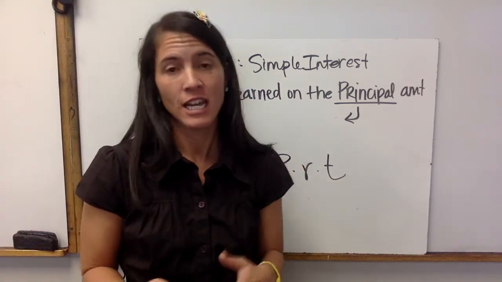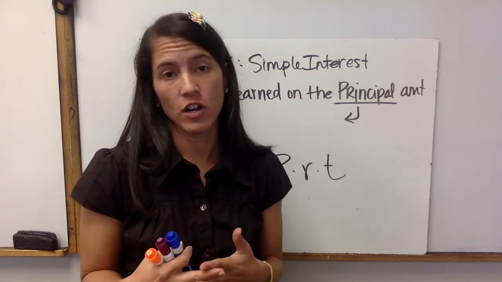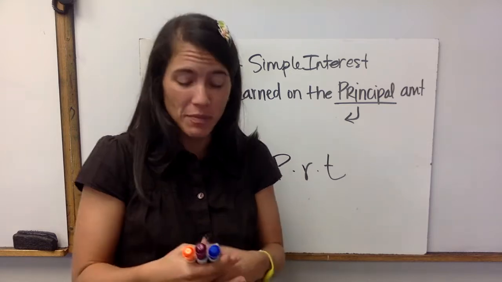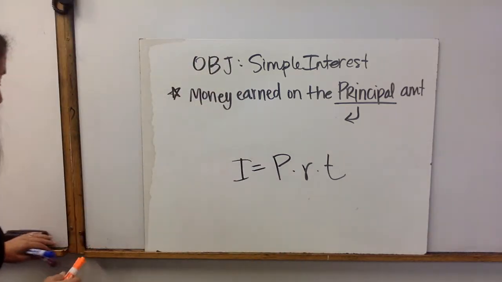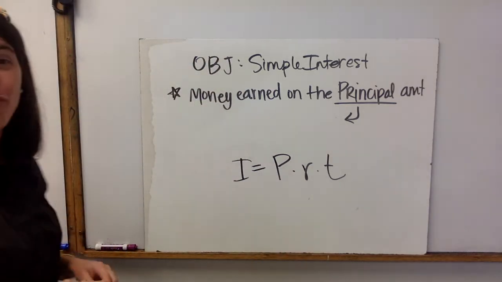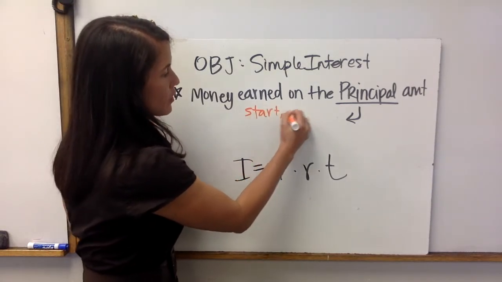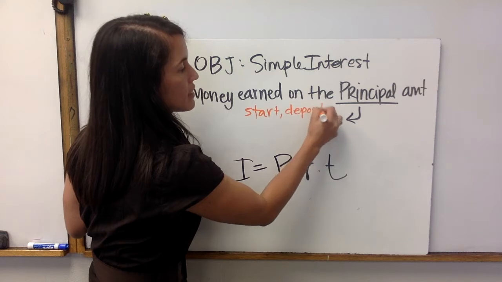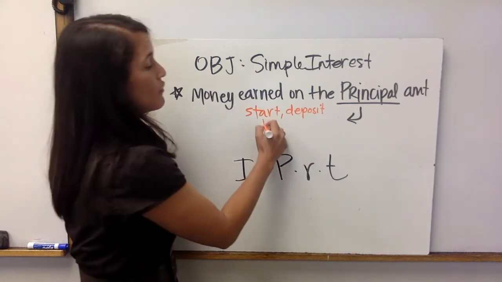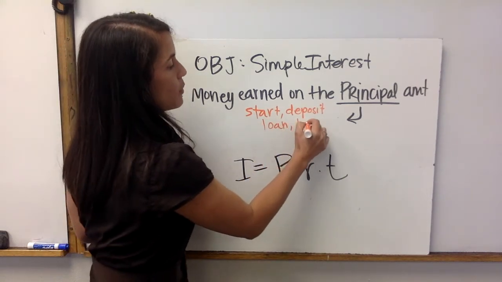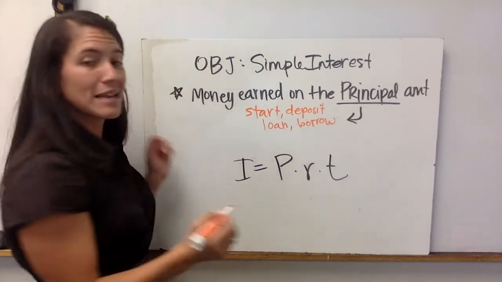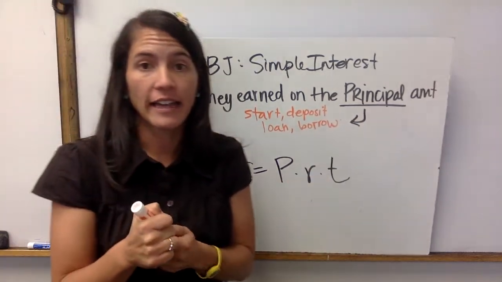First, interest is the money that you earn on the principal amount. And the principal amount, I know just more words that maybe you don't know or are not familiar with, but the principal amount is like the amount that you start with, maybe the money you deposit in the bank. It could be if you take out a loan or if you borrow money. It's an amount of money.